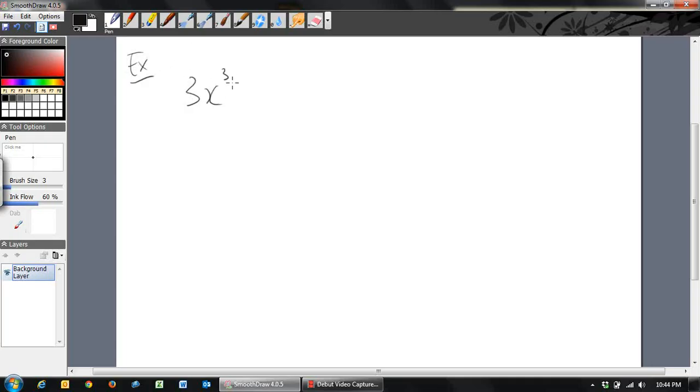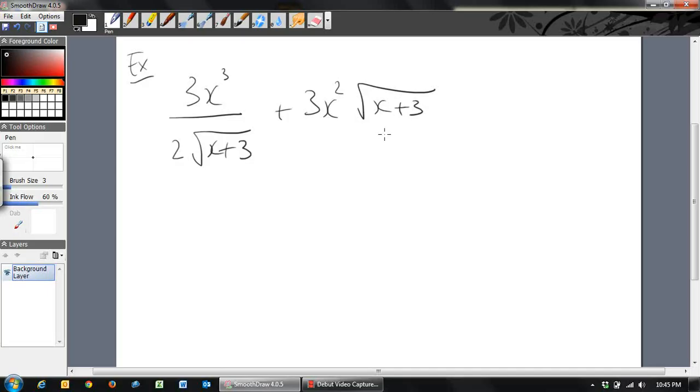3x cubed over 2 root x plus 3, plus 3x squared root x plus 3. Okay, let's simplify. Again, we want to have them over the same denominator, and at the moment this denominator is 1, and so to be able to get it as the same denominator, let's put this line in here. It's going to be cheeky, I'm not going to write it again.